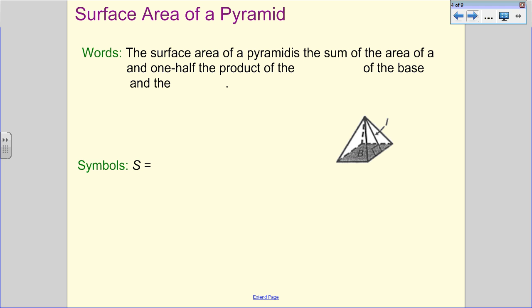All right, so let's take a look at what the formula is for surface area of a pyramid. The surface area of the pyramid is the sum of the area of a base. So not much different than the prism, except there's just one base instead of two. And one half the product of the perimeter of the base, so we've got the perimeter again, and the slant height.